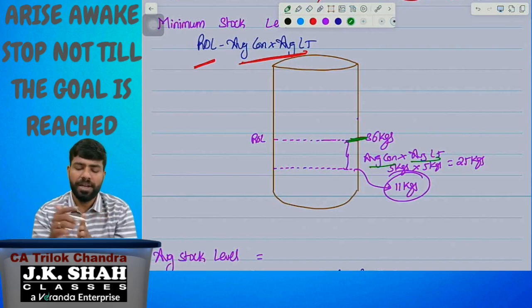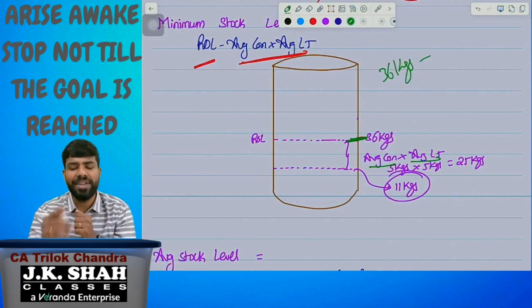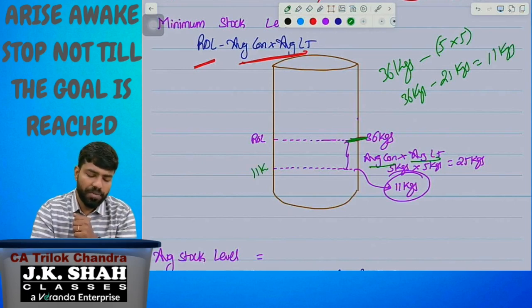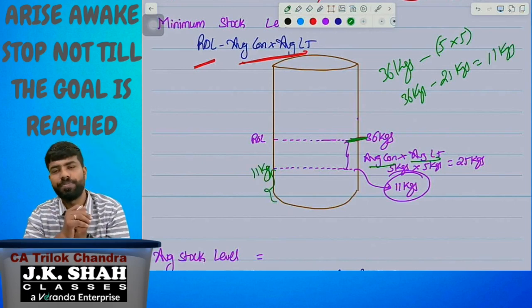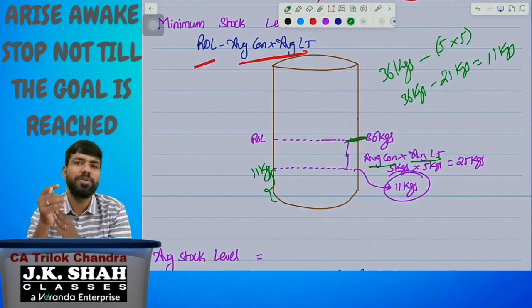In our example, reorder level is 36 kgs, minus average consumption 5, average lead time 5. So 36 kgs minus 25 kgs, which equals 11 kgs, is the minimum stock level. 11 is the minimum stock level, 11 kgs. Are you understanding? So that is about the minimum stock level.